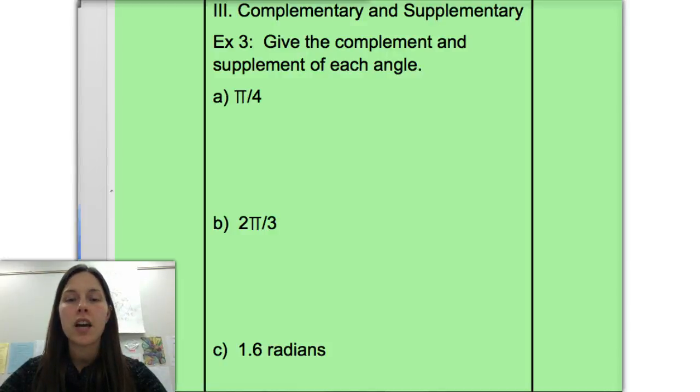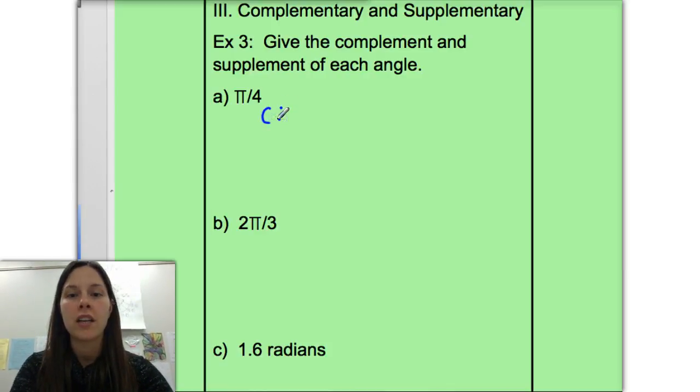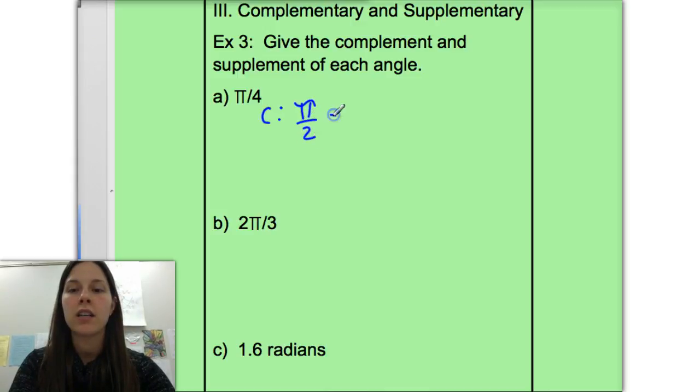So now we're going to look at complementary and supplementary angles in radians. Remember, complementary angles add up to 90 degrees. Well, 90 degrees is pi over 2 radians. So for the complement of a pi over 4 angle, we will take pi over 2 and subtract pi over 4.